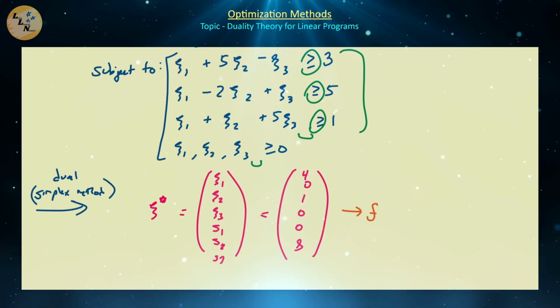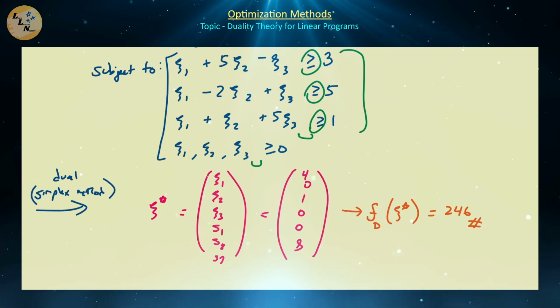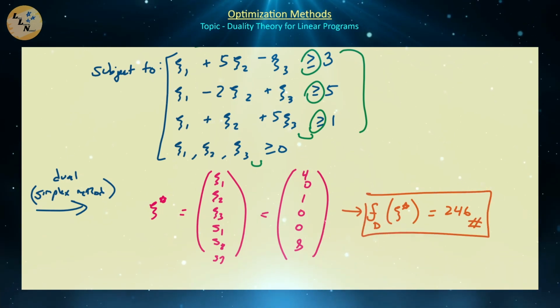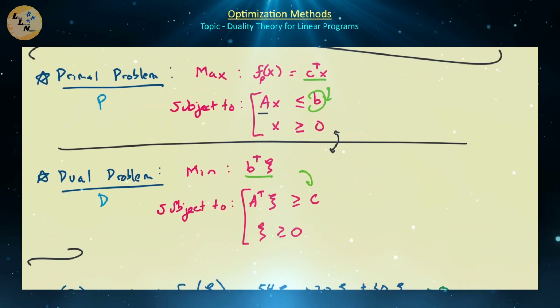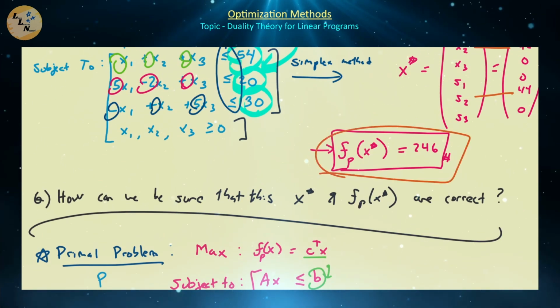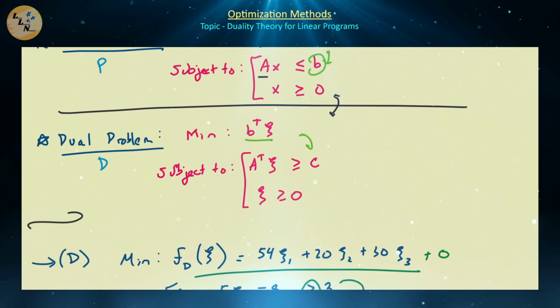If we evaluate the objective function for the dual problem, which is f sub d, at psi star, we're going to get 246. Now, that number should look familiar because that is precisely the same as the primal problem objective function evaluated at its optimal solution. Is that by chance, or is there really something truly behind that? We will introduce a theorem that encapsulates this beautiful property.